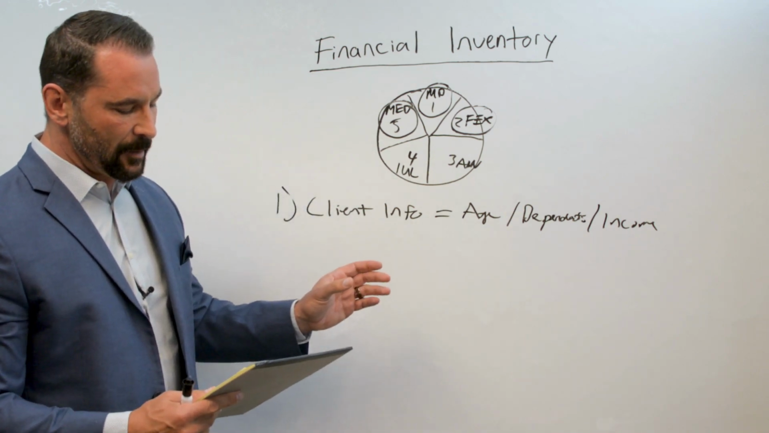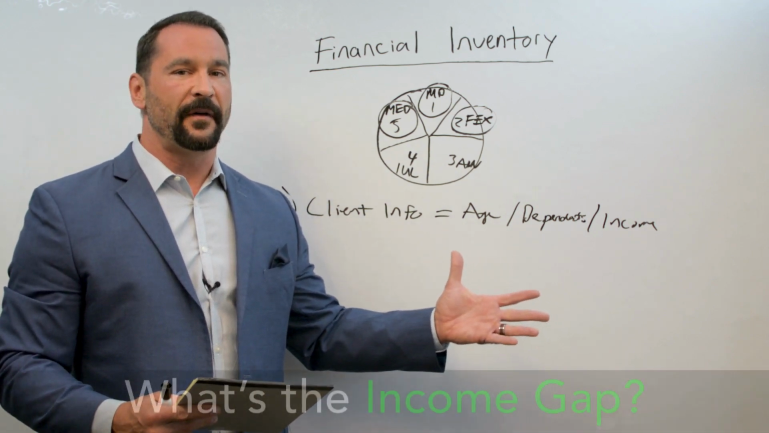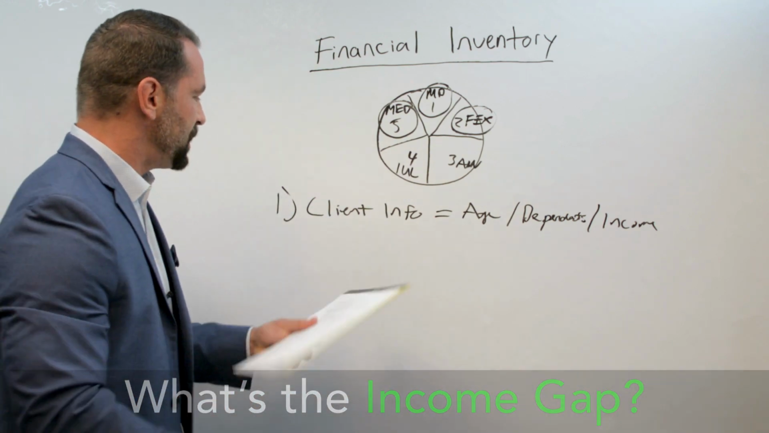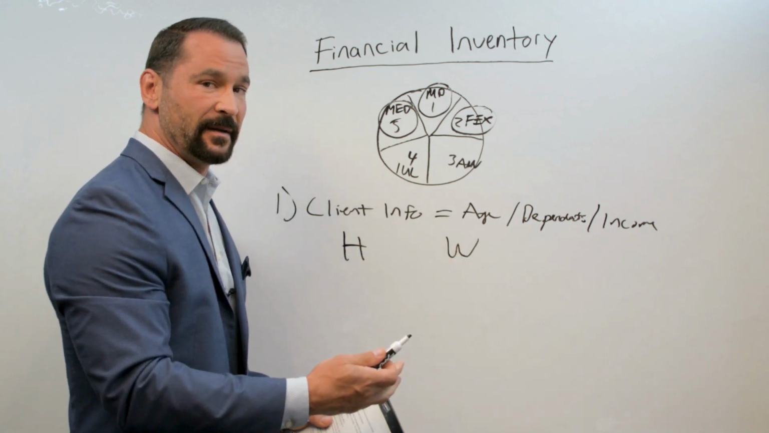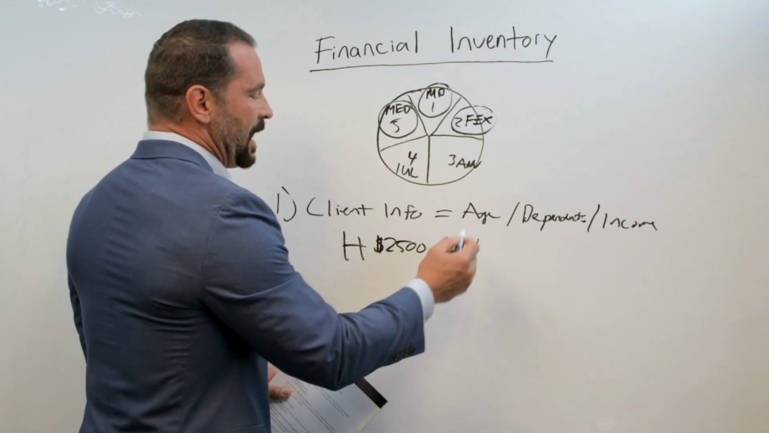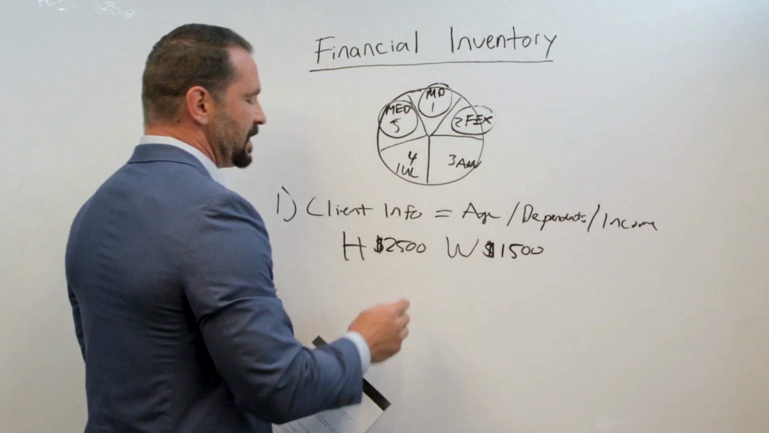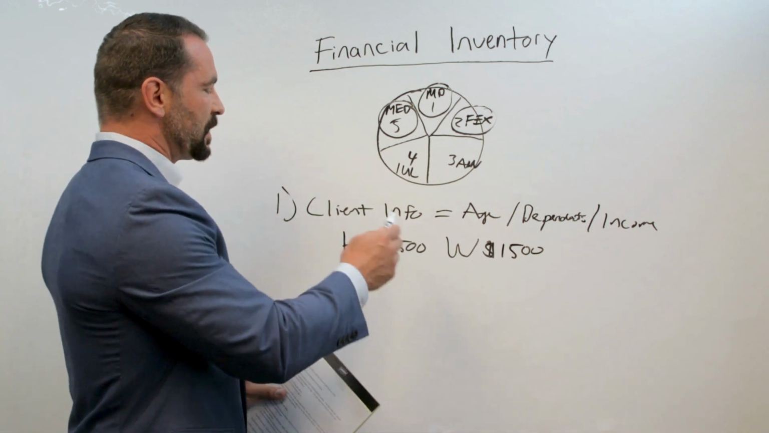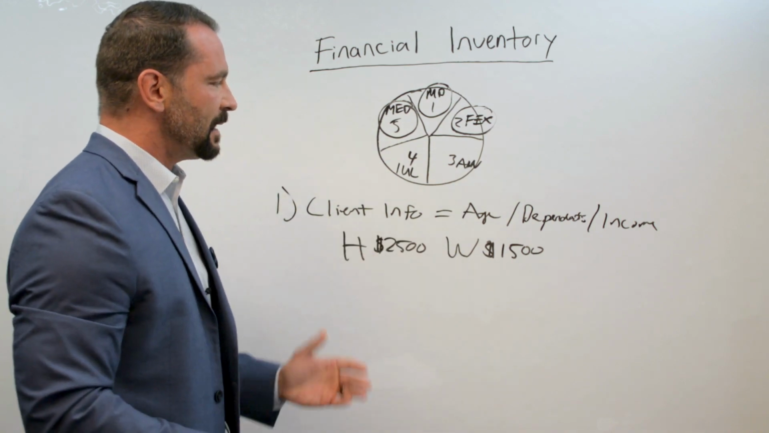The second thing we do with income, and this goes back to something we talked about in a previous Next Level Call, is we identify what the income gap is going to be. So if we've got a husband and a wife, and we're asking through the financial inventory what the husband makes, let's say it's $2,500 a month, and what the wife makes, let's say it's $1,500 a month. When the husband dies, we have an income gap. We will find that out because we're taking the time to go through the financial inventory and get the client info.